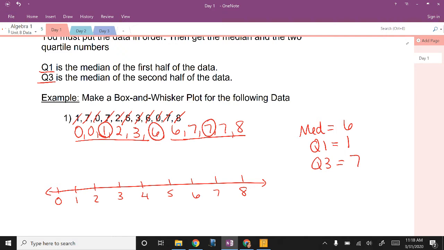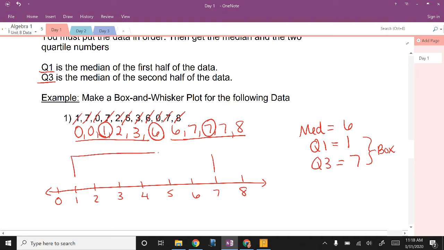Your box is actually made up of your Q1 and Q3 numbers. Okay, those make the outside of the box. So my Q1 number was 1, my Q3 number was 7, and I'm going to make my rectangle, my box, from those two numbers. My median of all the data is 6. So your median of all your data is going to be the line that is inside the box. And so there's your box.